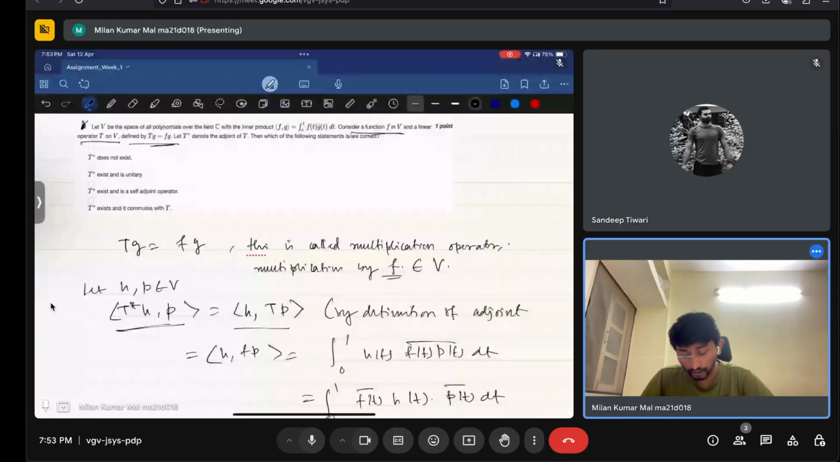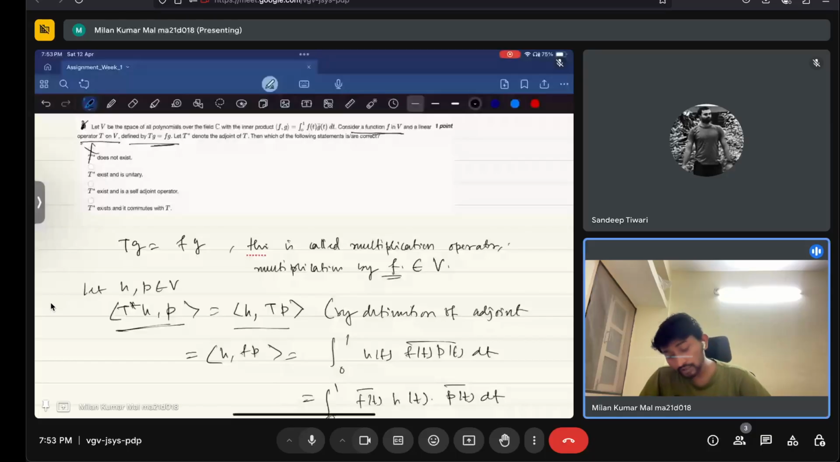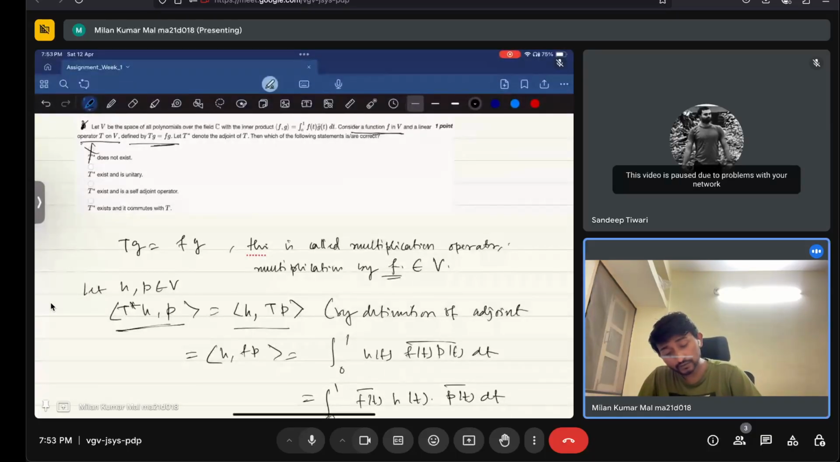Why is it not true? That I just want to say. T exists and is a self-adjoint operator, that is also not true. And T exists and it commutes with T star. These two will not be true, and this is true. But I will first prove the commuting one.